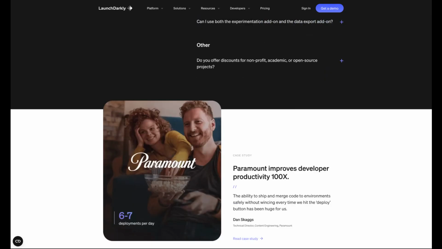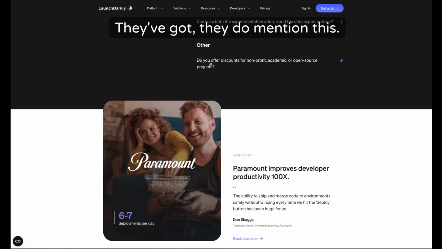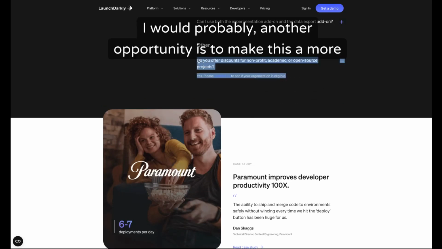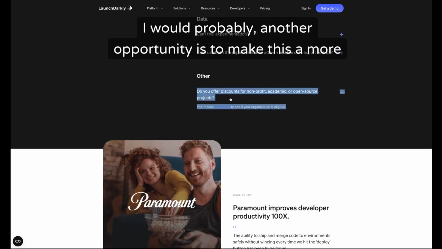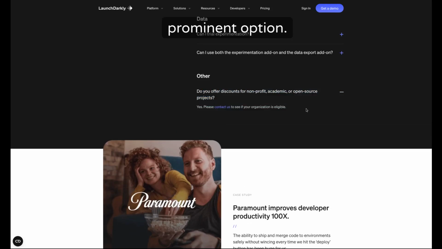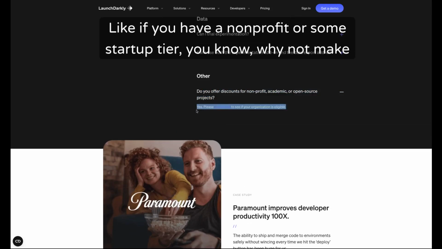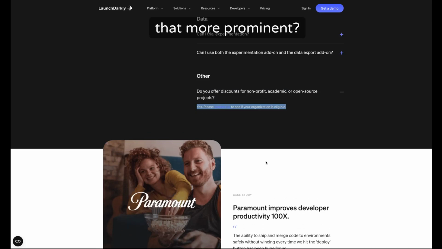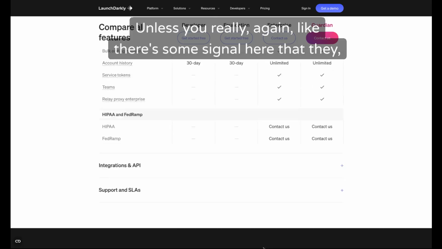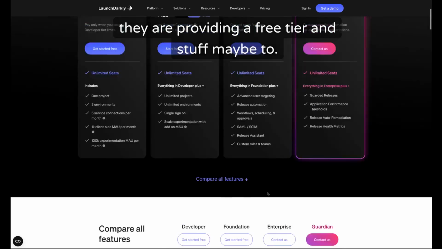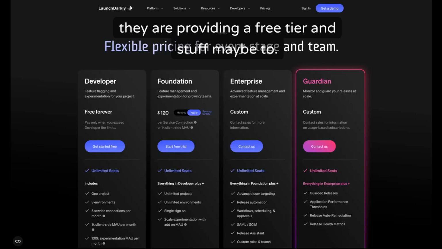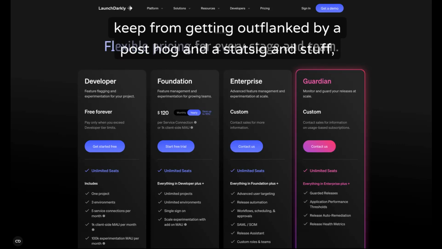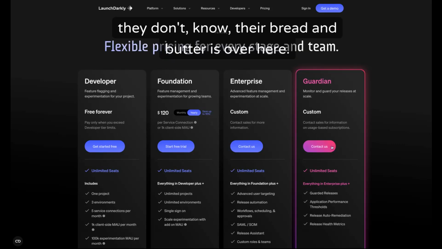Right. They do mention this. Another opportunity is to make this a more prominent option. If you have a nonprofit or some startup tier, why not make that more prominent? Unless, again, there's some signal here that they are providing a free tier maybe to keep from getting outflanked by a PostHog and a Statsig. But their bread and butter is over here.